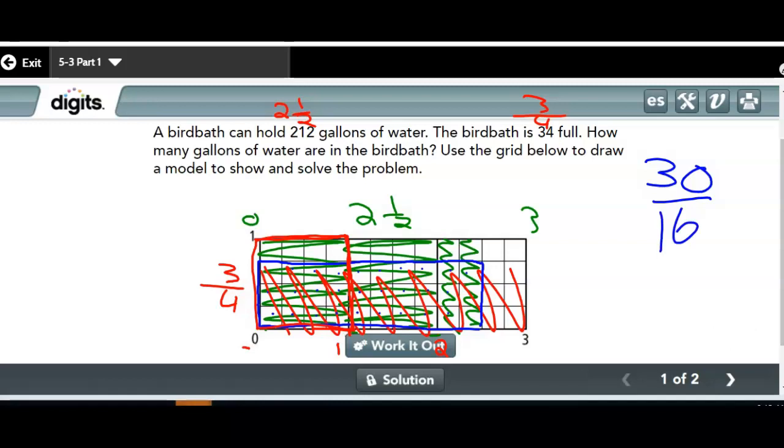Right. What is 30/16 as a mixed number? Jay: 1 and 14/16. Okay, so 1 and 14/16, can we simplify that a little bit? Yes, what can we do, Ben? 1 and 7/8. Good. 1 and 7/8.